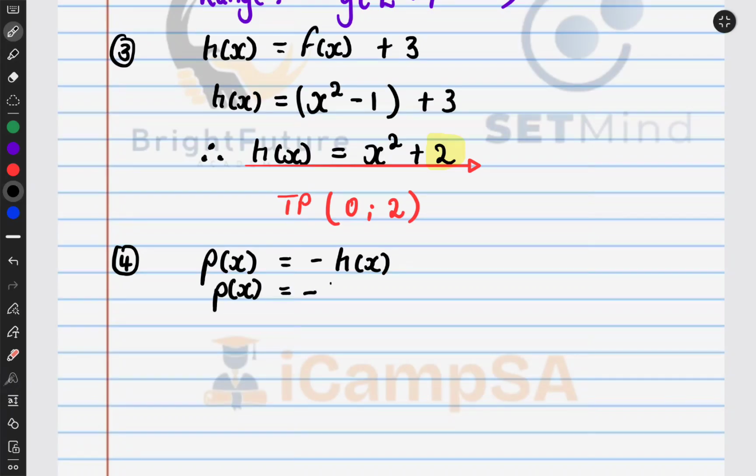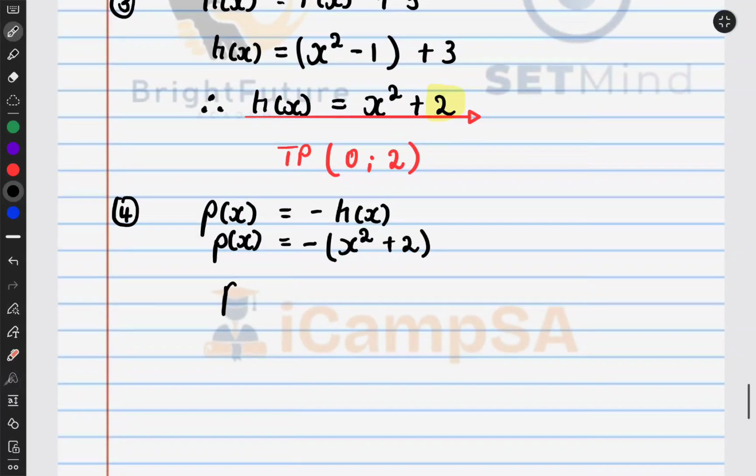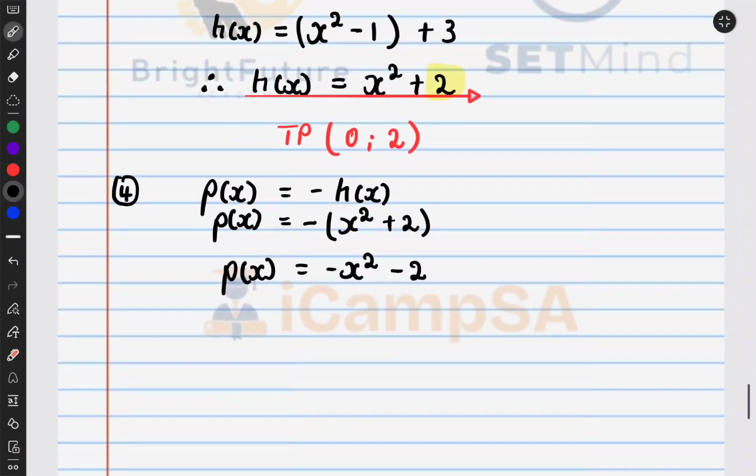So p at x is equal to negative h at x, so therefore p at x is equal to negative, what we have for h at x is x squared plus 2. Let's multiply out by that negative. Therefore we're going to have negative x squared minus 2. That's the new equation for the function of p at x.